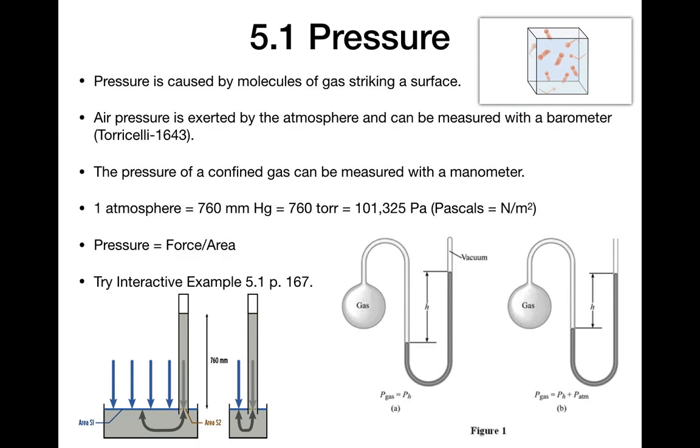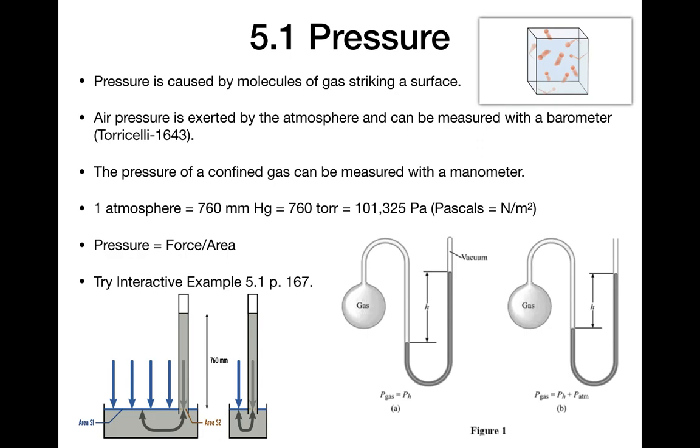If you have a pressure of a contained or confined gas, you can measure it with a manometer. Here we show the two types of manometers, the closed manometer, in figure 1A, where there's a vacuum on one side and the pressure of the gas pushes the mercury up the right side of the tube, and the height of the mercury in the tube is the pressure of the gas.